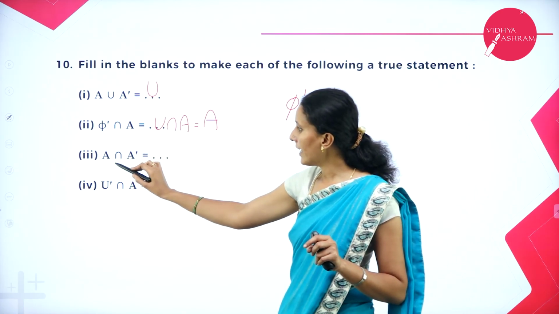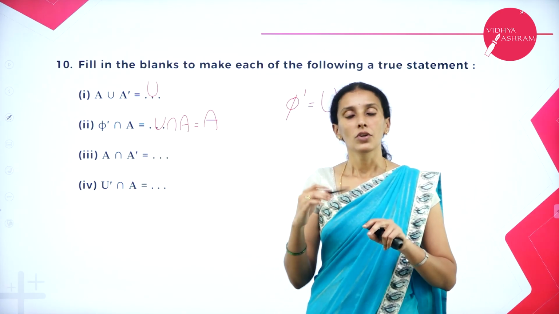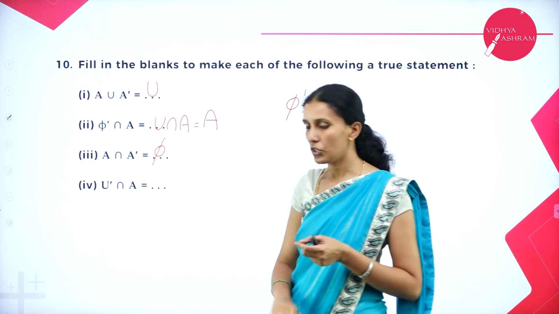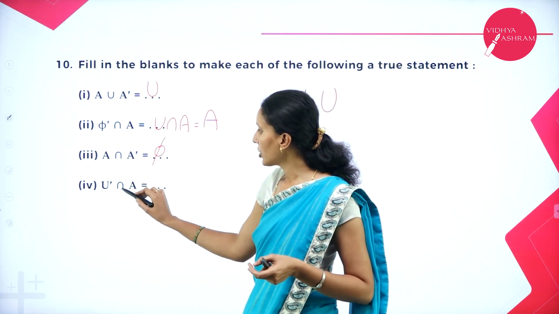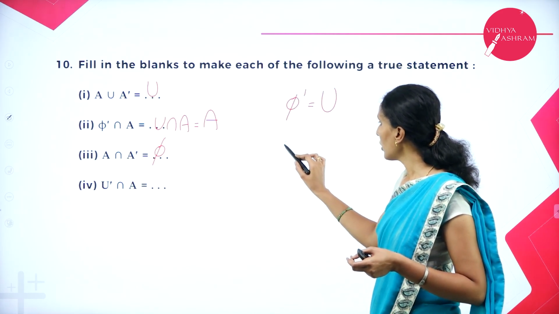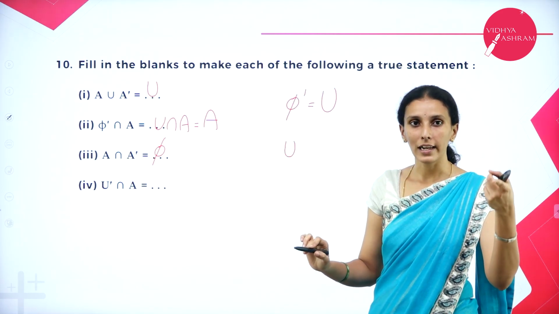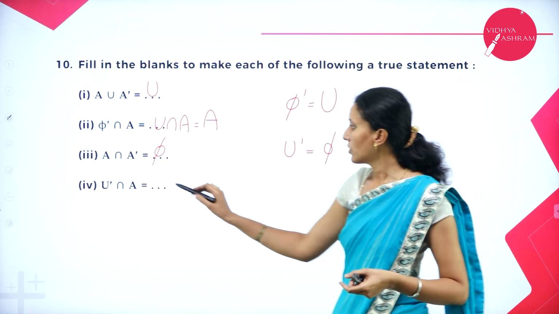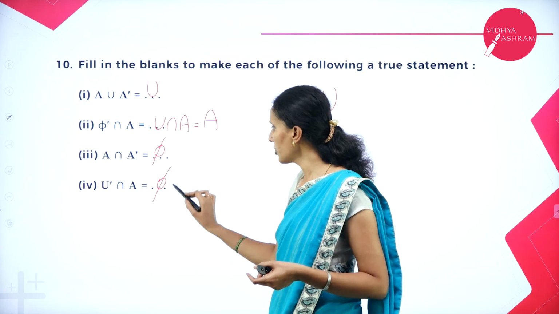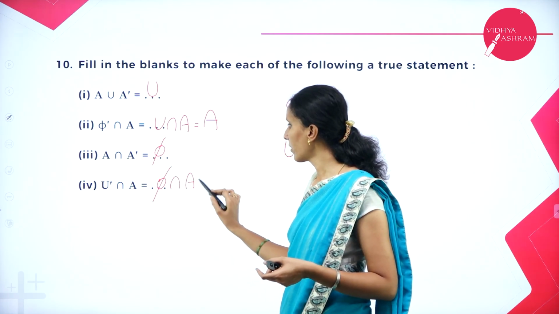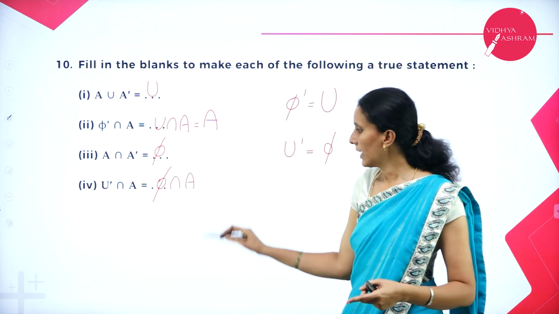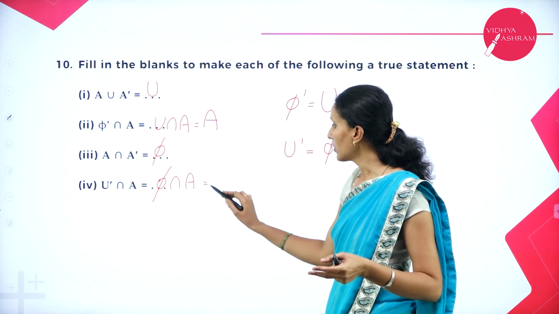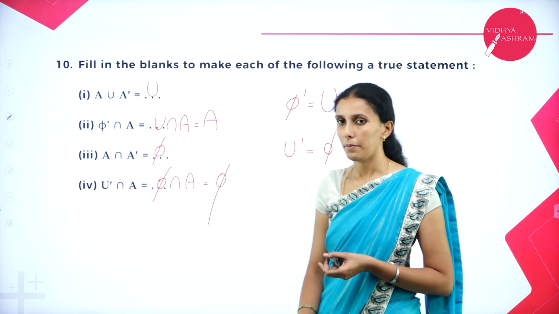Next we have A intersection A dash. We know that they are disjoint, so the answer is empty. Next, U dash intersection A. We know that U contains all the elements, so U dash means no elements, that is nothing but phi. So U dash here means empty, intersecting A. Empty means no elements. A contains some elements, or it may also not contain elements. So here the answer is empty.